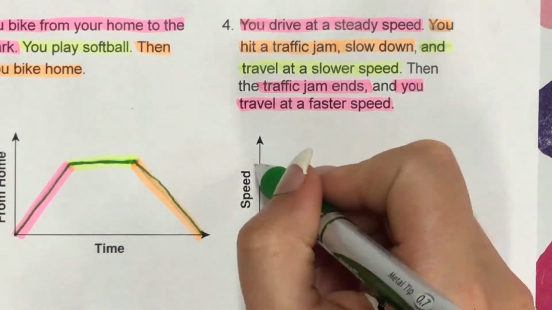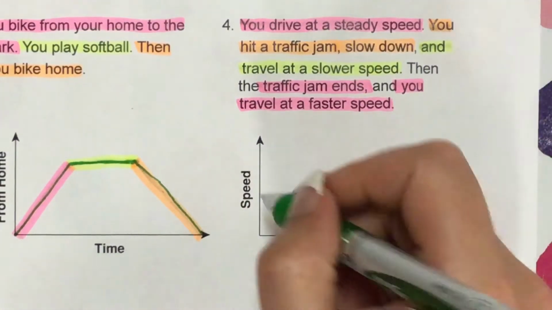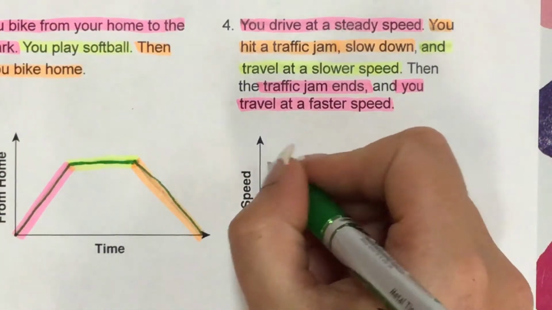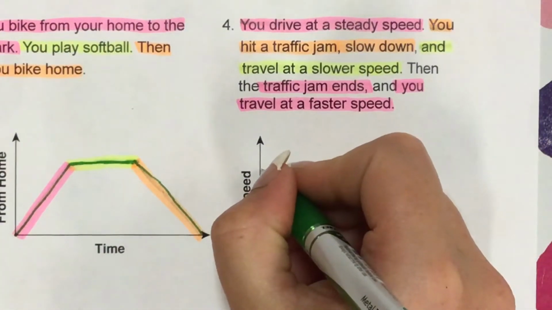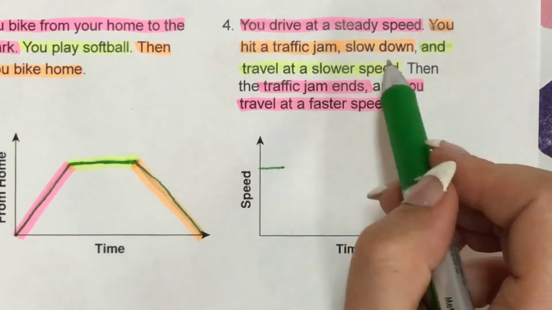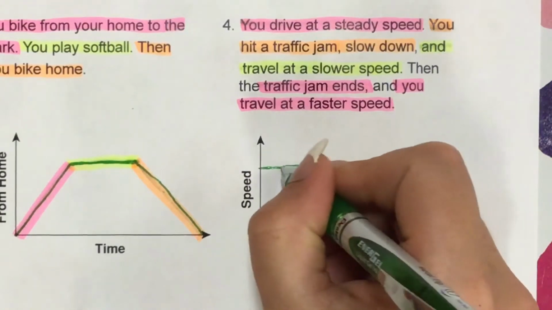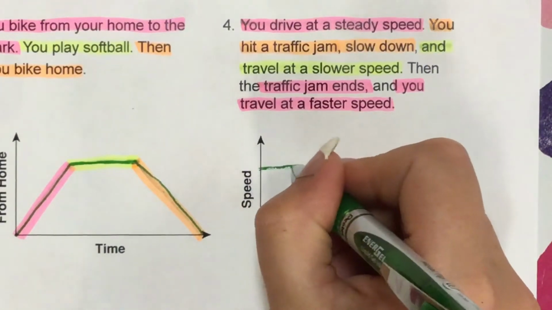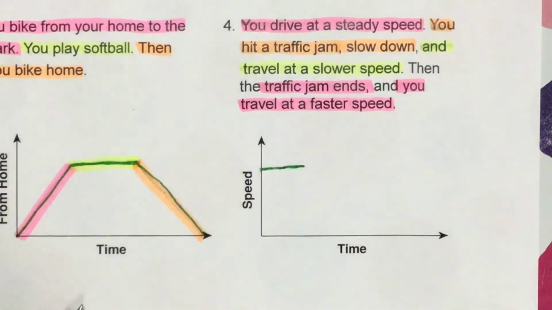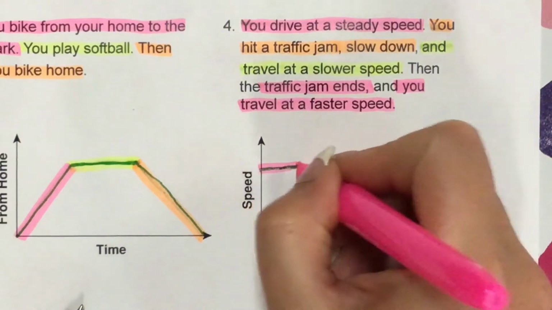So we're already going to be going a particular mile an hour. And we don't know what that is, right? But it will be right here. So we are traveling at a steady speed. Steady means it's not changing, it's remaining the same. So here it is steady, it is constant. We're going the same speed as time is going on. So that represents you drive at a steady speed right here.